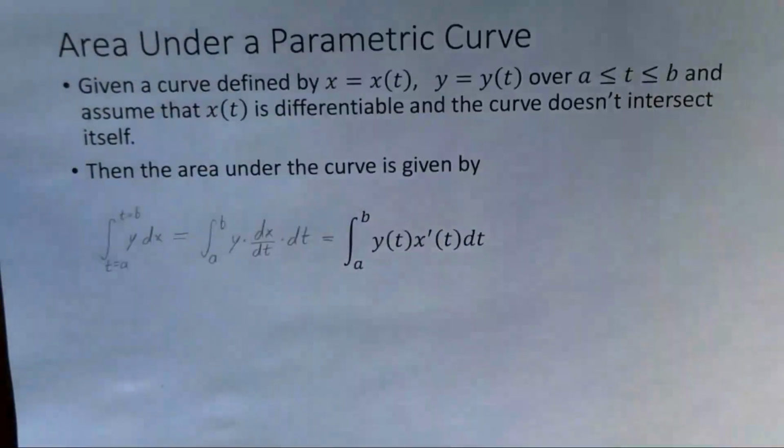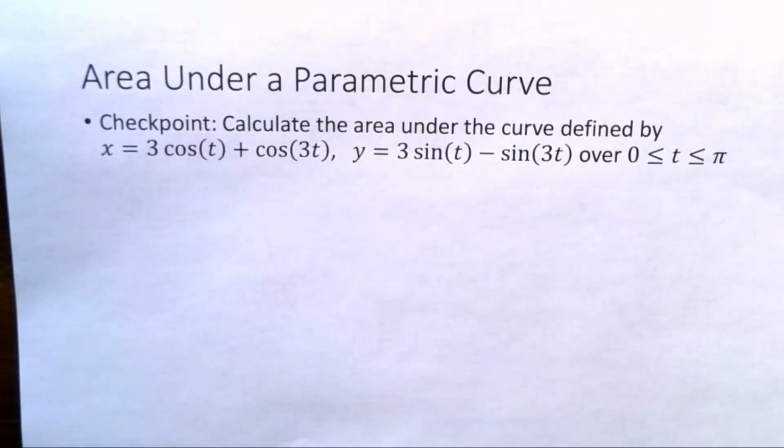intersect with itself. Now, let's apply this idea to calculate the area under the curve defined by x is equal to 3 cosine of t plus cosine of 3t, and y is equal to 3 sine of t minus sine of 3t over the interval 0 to pi.